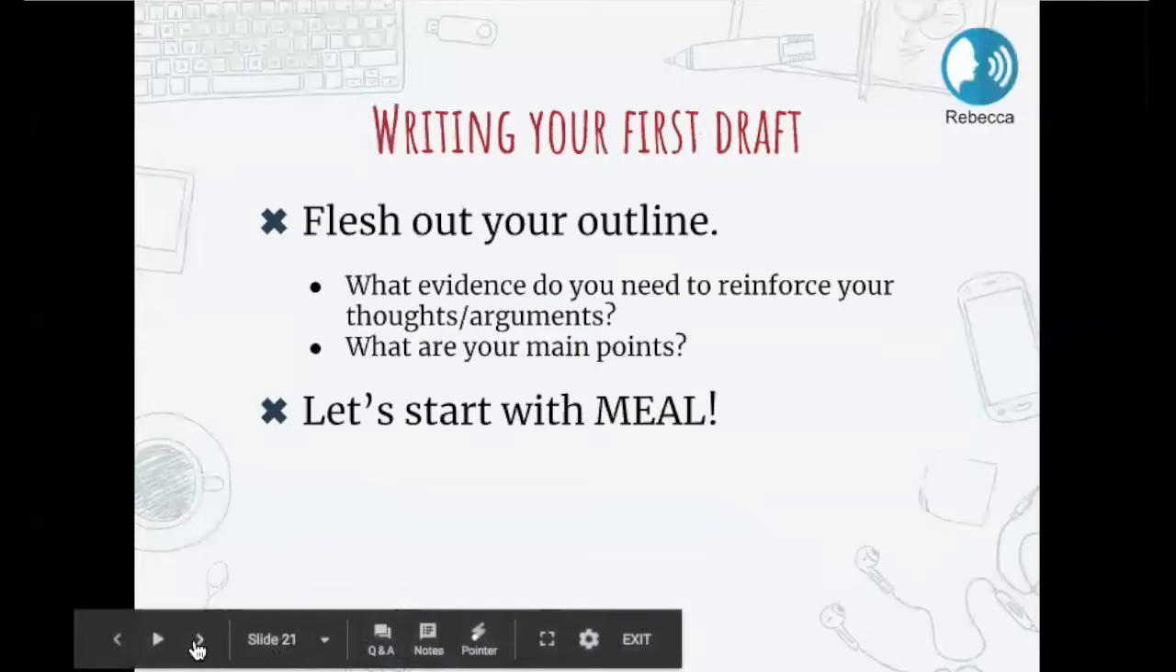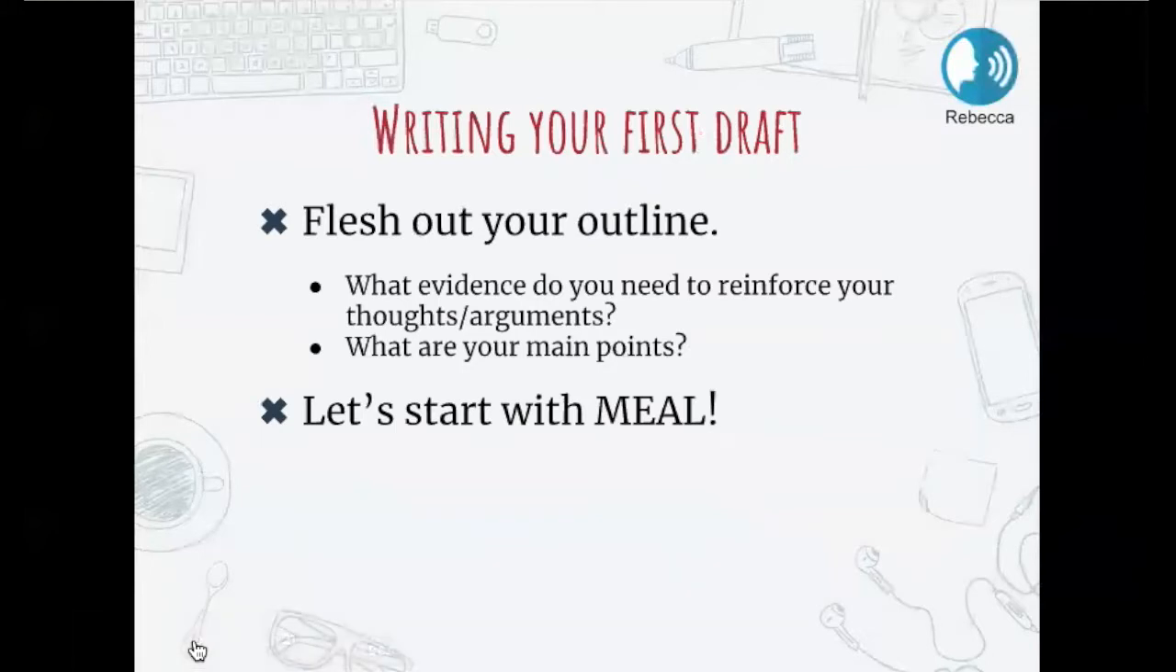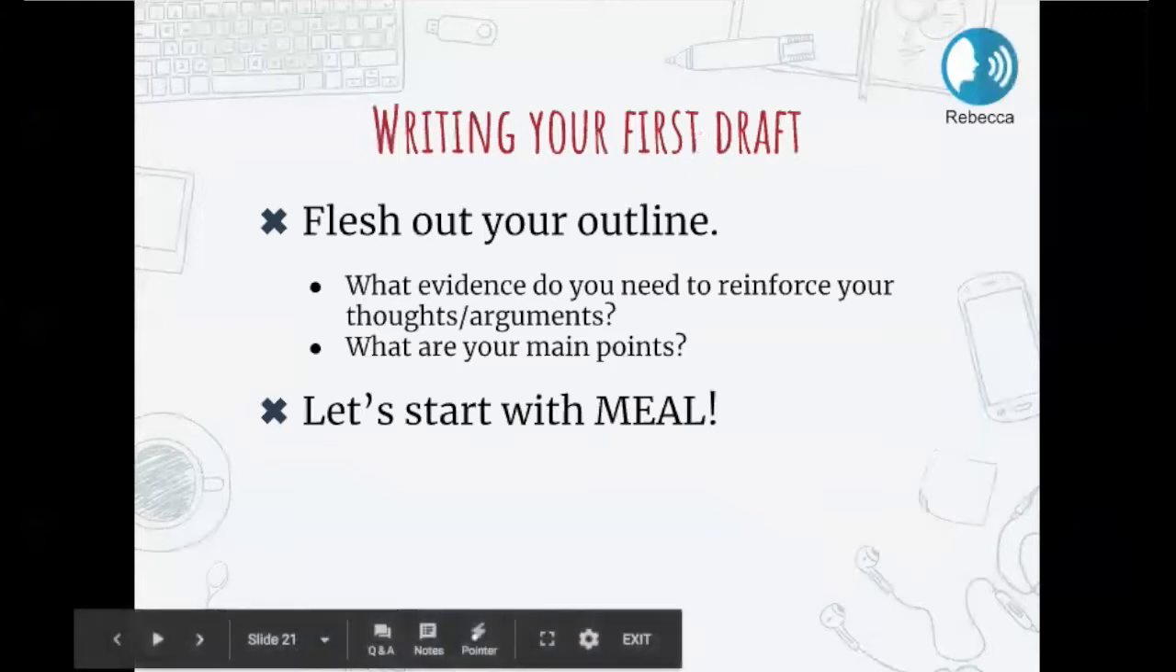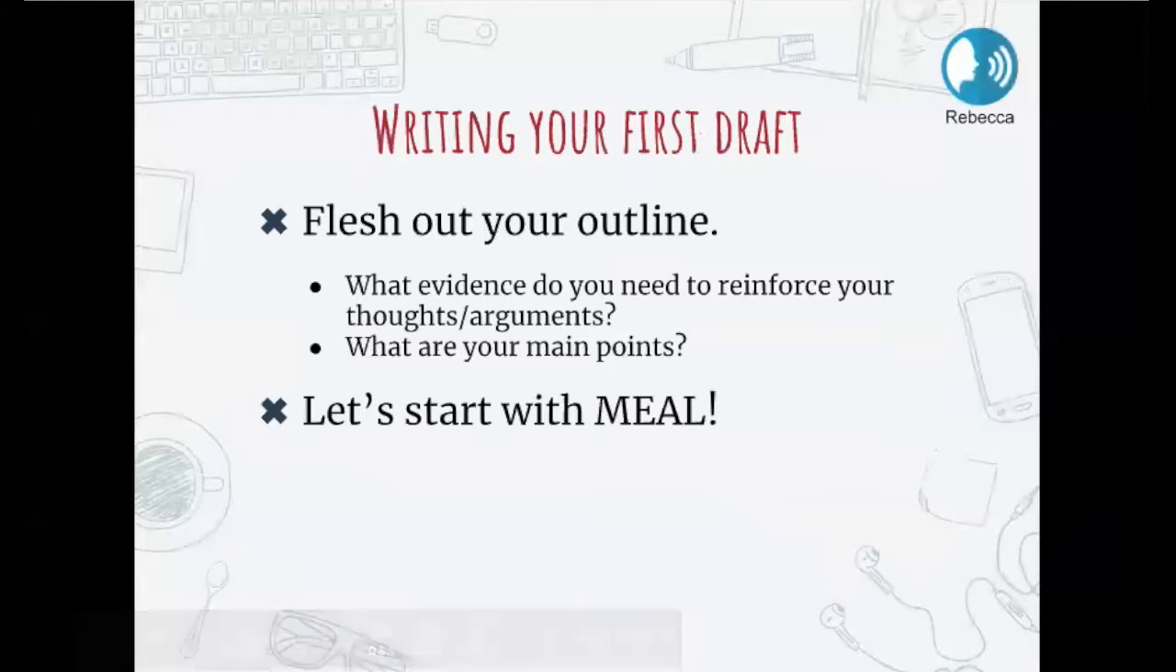But before we do that, you want to make sure that when you're fleshing out your outline, you really think about, okay, if I have the topic, what evidence do I need to reinforce that topic? And then those main points, how do they relate back to the main idea, to your overall thesis? And the MEAL method will really help you with that if you're struggling to write.